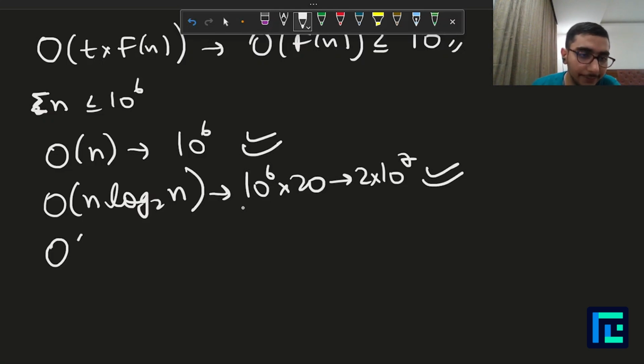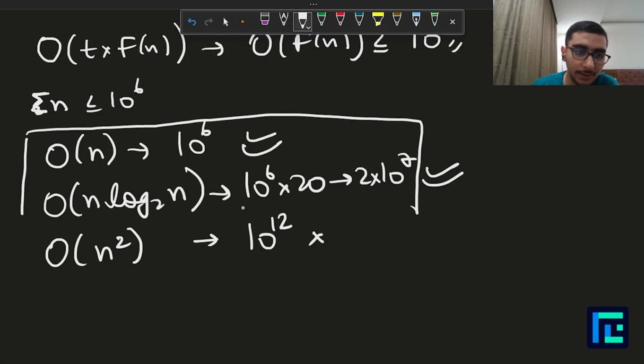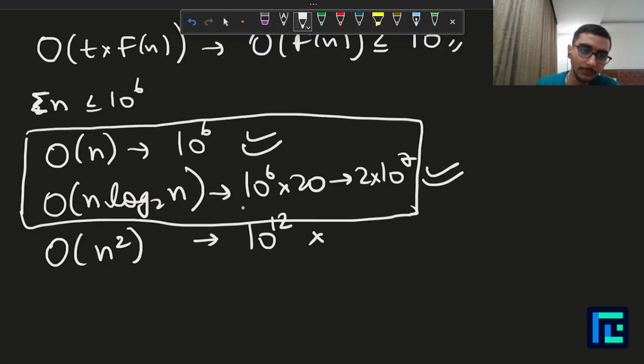But if we move on a step further and try to have a time complexity of n square, then that comes out to be 10 power 12 operations, which is much higher than our desired limit of 10 power 8. That's why we can say that our expected time complexity has to be in the vicinity of O of n or O of n log n.